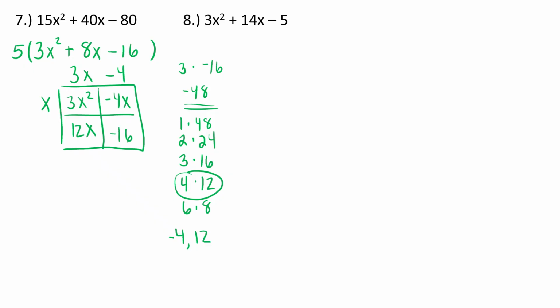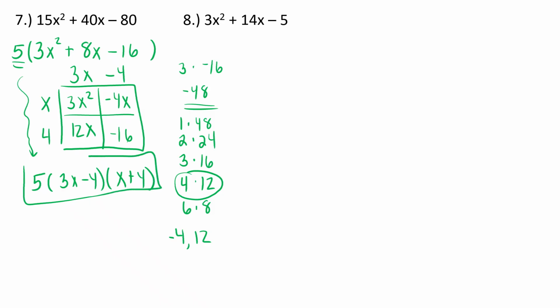And then you can really go with either of these. You just need to get this out here. So you could say 3x times 4 would give me 12x, or negative 4 times 4 would give me negative 16, whichever one makes you happier inside. And so we have our base of 3x minus 4. And our height of x plus 4. And then don't forget your 5. It's easy to forget that 5 that we got at the beginning. And yes, you need all of those pieces.